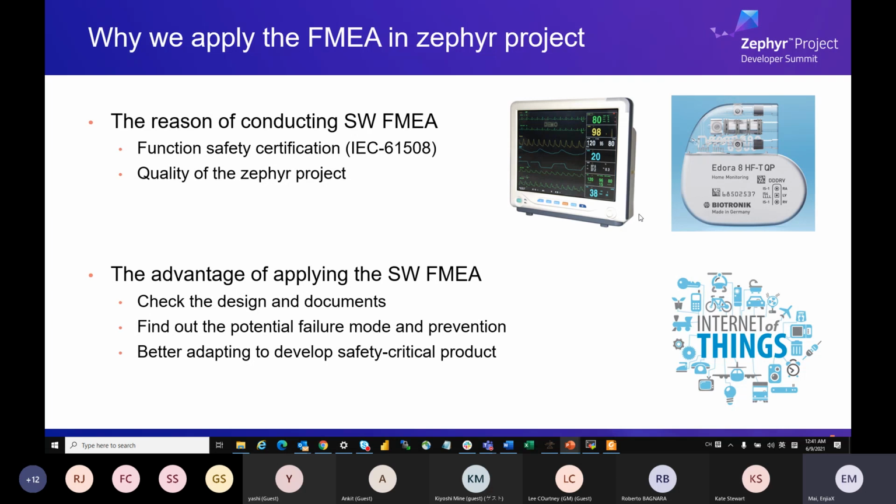And some medical instruments might be very safety critical. For example, you see this pulse meter. It might have some requirements for safety, and another example is the pacemaker. I think it is not good if the software of the pacemaker crashes inside your heart, right? Okay, so another reason here is that we can improve the quality of the Zephyr project.